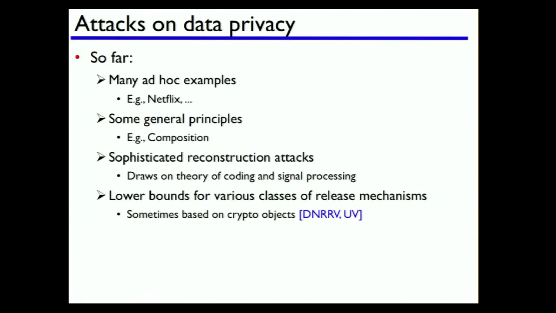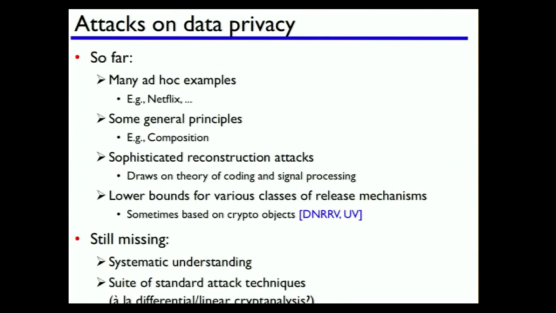But maybe I'll summarize what I wanted to say about attacks. So far in the literature, there are a lot of ad hoc examples of attacks. There are some general principles starting to emerge, things like composition properties that we'd like, but not too much there. There are some very sophisticated attacks out there. These reconstruction attacks are examples. They draw on the theory of coding and signal processing. And there are some sophisticated lower bounds for various classes of release mechanisms, sometimes using ideas from crypto, like the hardness of forging various signature schemes.